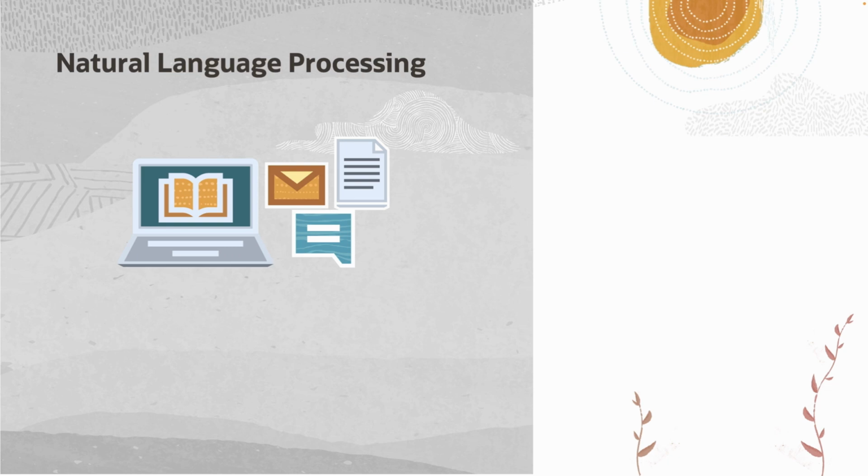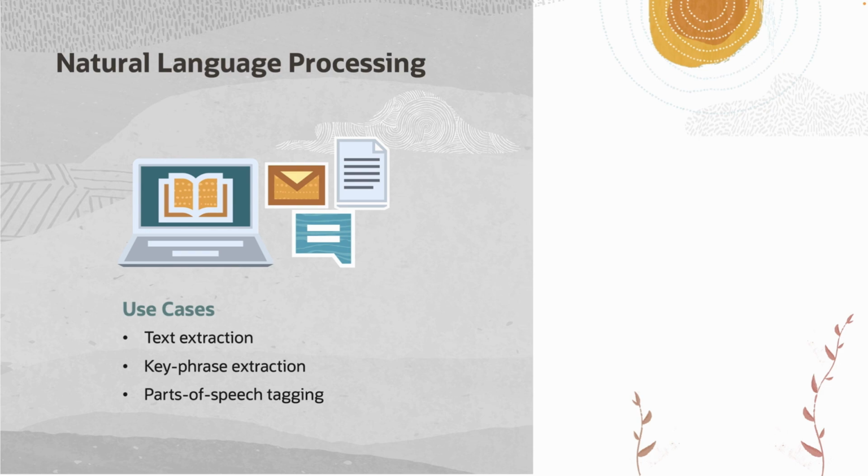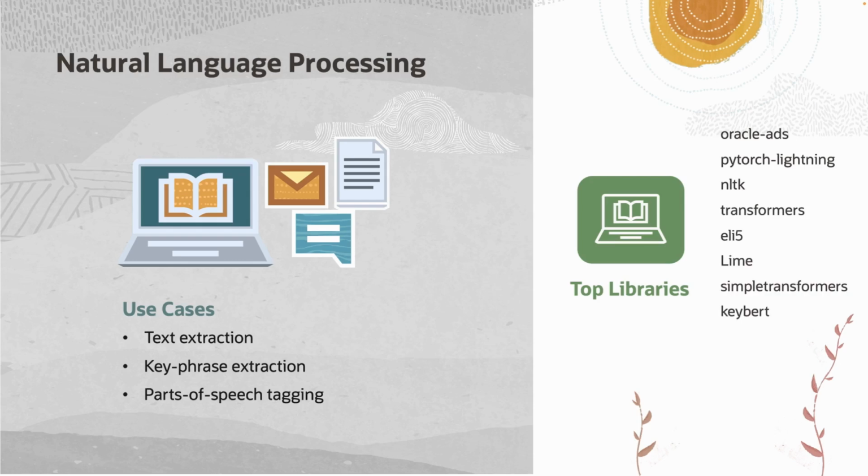The natural language processing Conda environment is designed for users interested in working with text data sets and performing natural language processing tasks. Such tasks would be text extraction, key phrase extraction, parts of speech tagging. The environment contains curated lists of libraries and frameworks common for natural language processing workloads. These libraries include NLTK, Hugging Face, transformers libraries, various wrappers around BERT such as KeyBERT, and natural language processing and deep learning accelerating frameworks such as PyTorch Lightning and Simple Transformers.